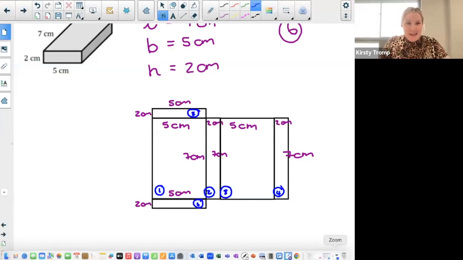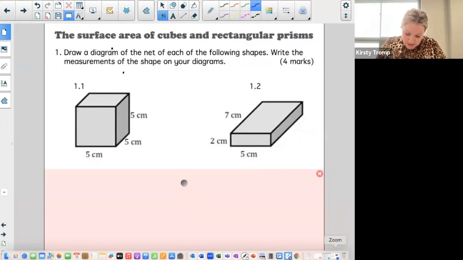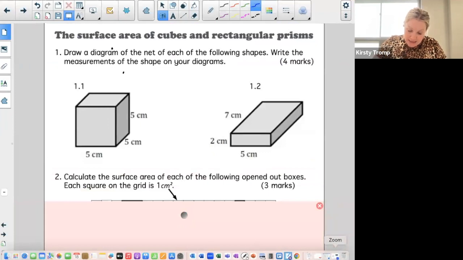All right, let's carry on. So we drew the net of that shape and we saw how we had broken it up. We saw that the net has 6 sides, and we saw how we can draw those 6 different rectangles. So let's see our next question now.